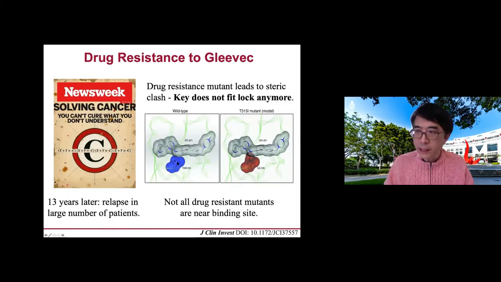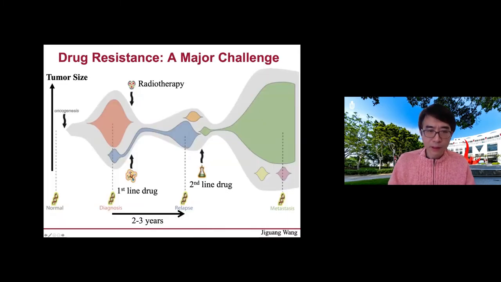Going from here to here only requires a single amino acid mutation. This is threonine to isoleucine. If you go back to our example of the key and the lock, the key does not fit into the lock anymore because the lock has changed shape a little bit, right? How do we deal with that? Drug resistance has imposed a major challenge for drug discovery, especially for cancer drugs.